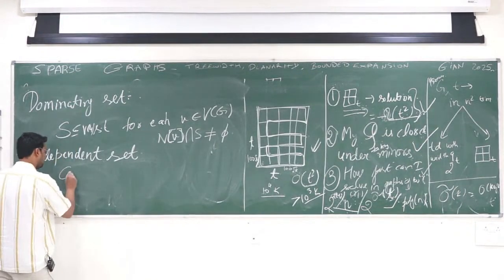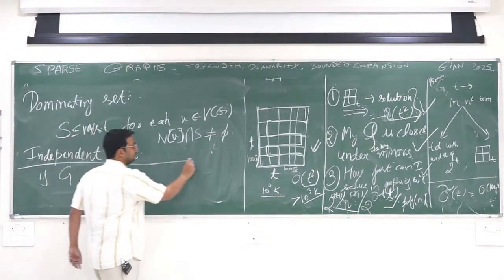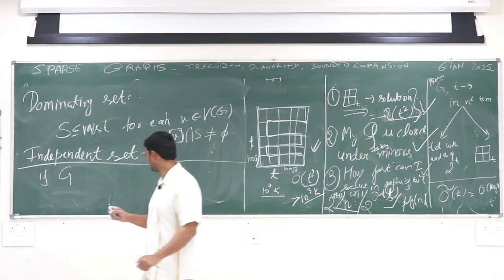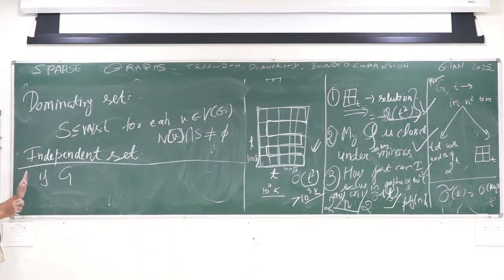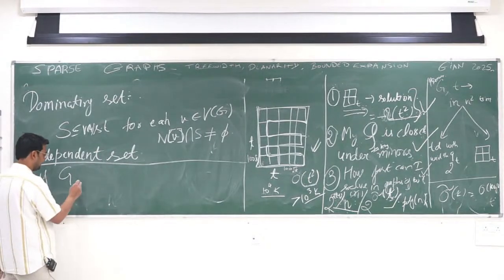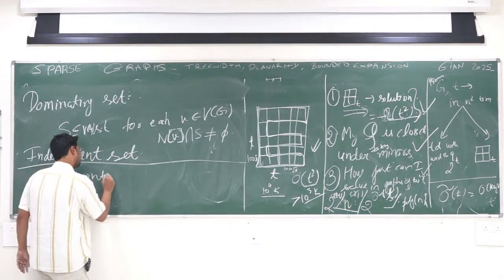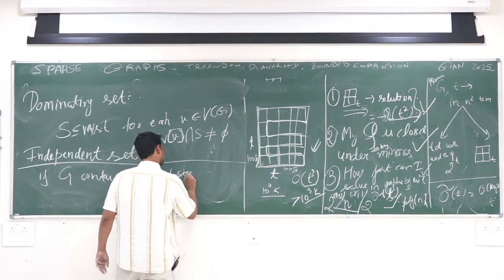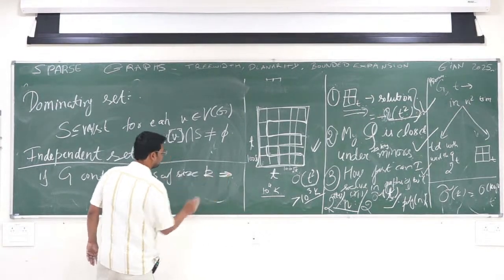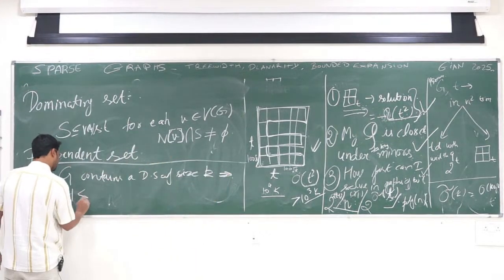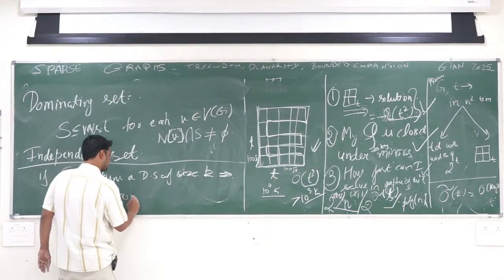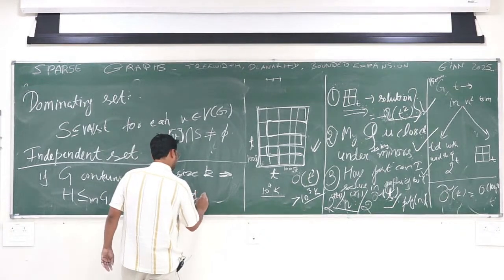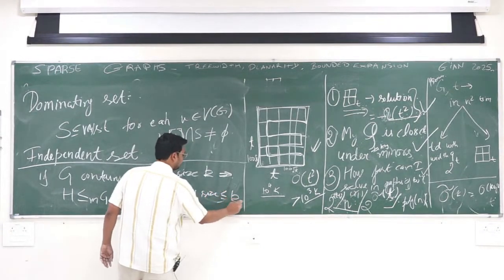So the definition is a little bit like approximation, so it changes whether it's a maximization or minimization. But what it means to be closed under taking minor for dominating set is: if G contains a dominating set of size k, then H, which is a minor of G, contains a dominating set of size less than or equal to k.